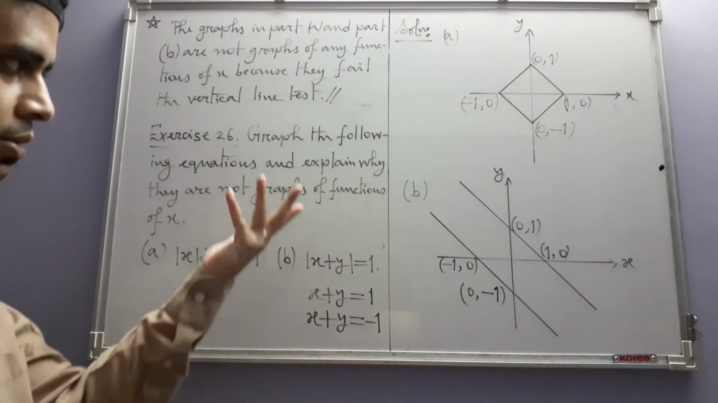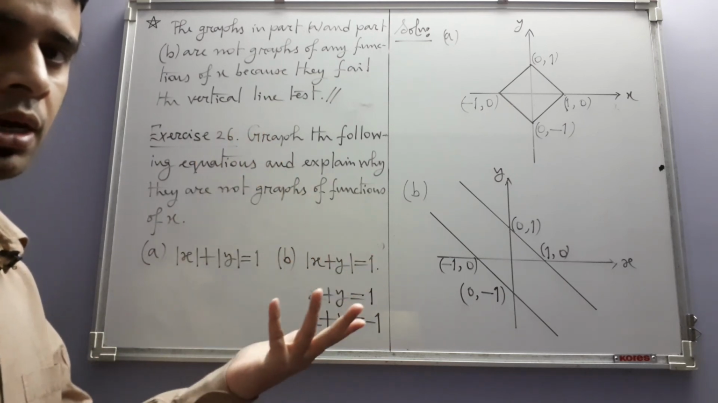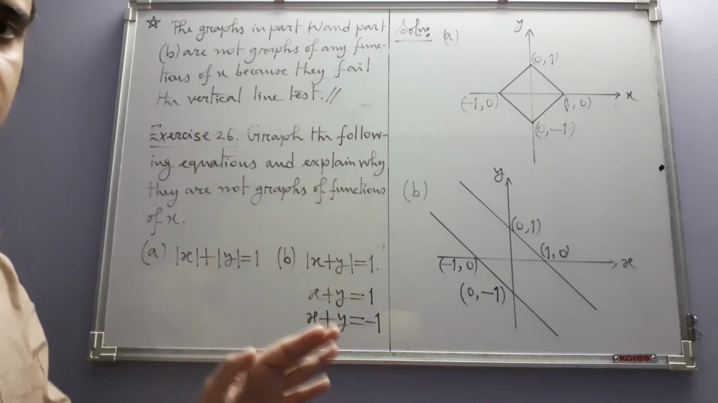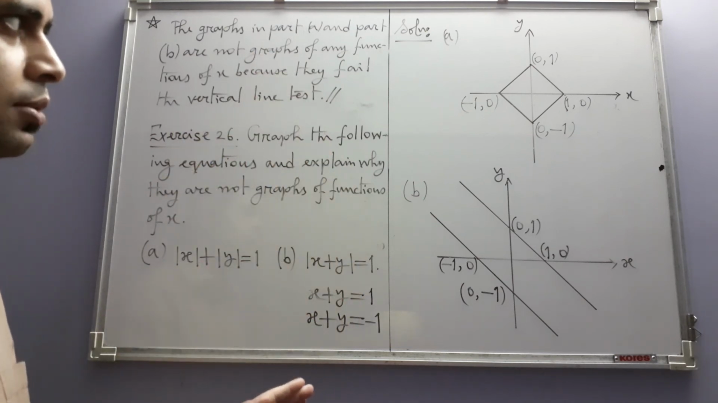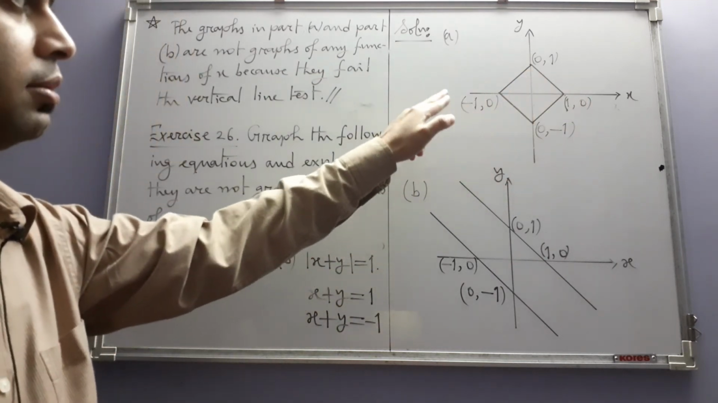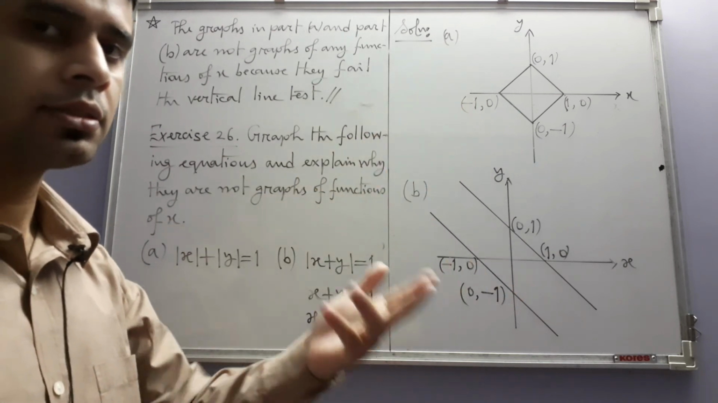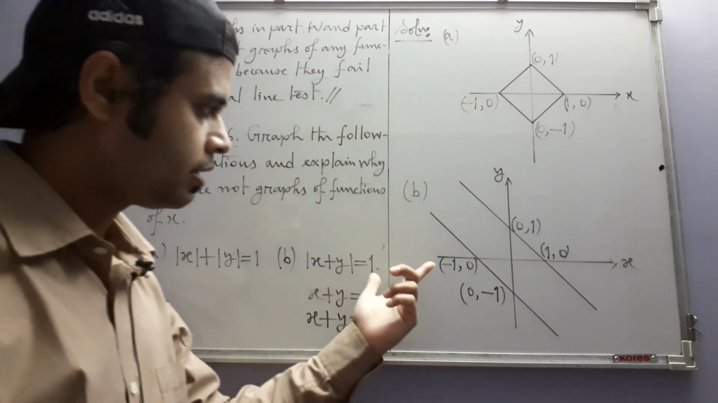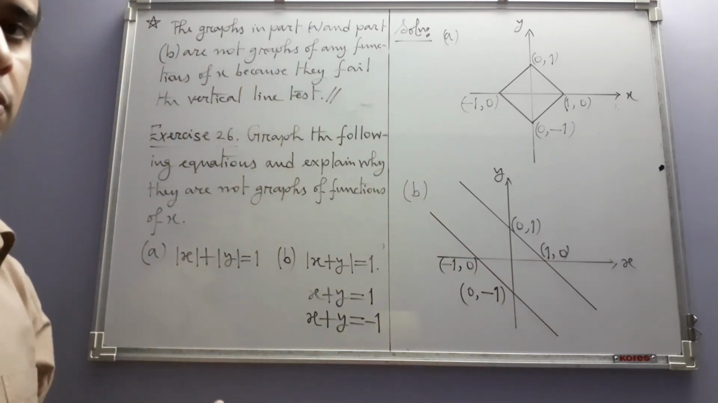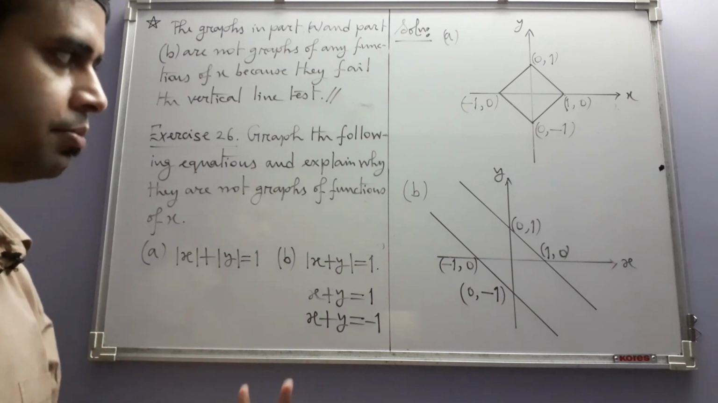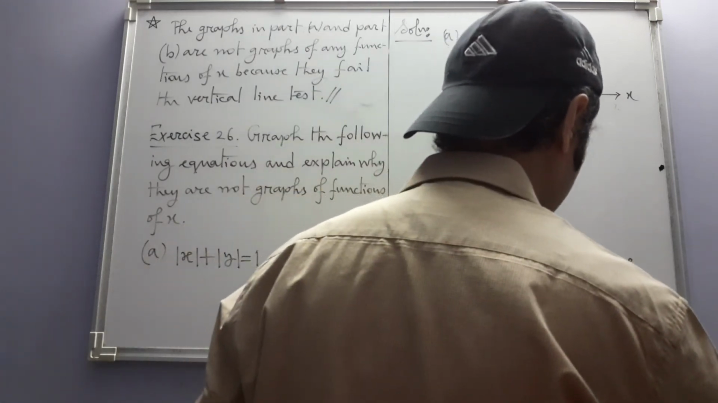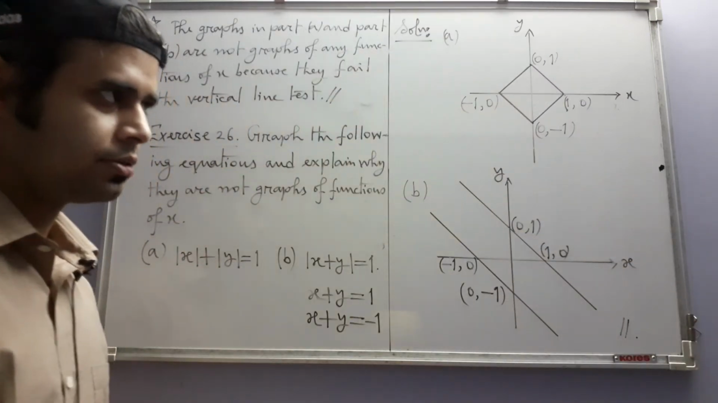Here also this graph cannot be the graph of any function of x because it fails the vertical line test everywhere. Not like here, for example, at x equal to 1 and x equal to minus 1, in each such case there is only one value of y. Here for every value of x there are two values of y. So the vertical line test fails everywhere. So this is also not the graph of a function of x. So that's the solution.